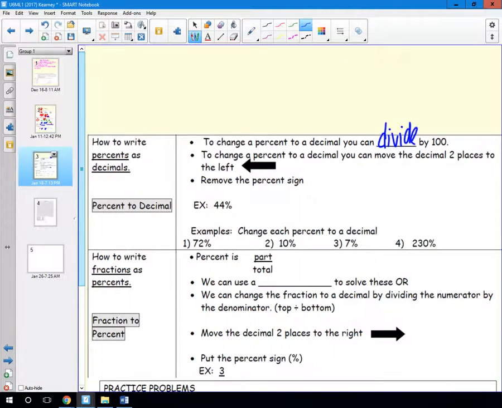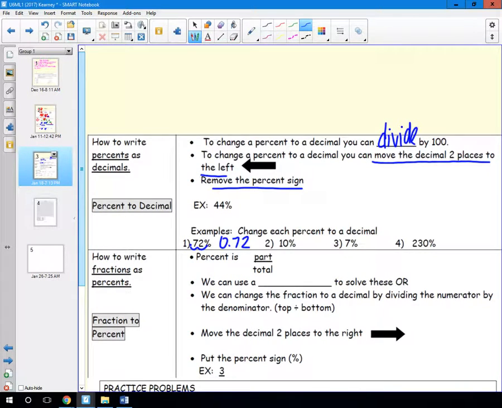So we're going to move the decimal 2 places to the left. And then we're going to move the percent sign. So how I remember to do that is I'm trying to get rid of the percent sign. So I'm trying to move away from it. So my decimal is at the end, 72%. I want to get rid of that percent sign, so we're going to go away from it 2 places. And so it's 0.72, and I drop the percent sign.